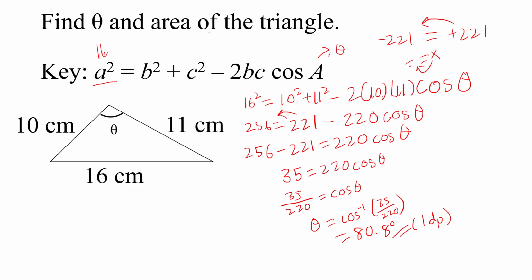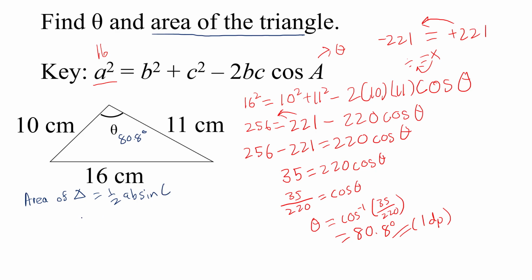Next, we want to find the area of the triangle. Let me use another color. We found theta already. Next we find the area of the triangle. The area of the triangle, we learned, is half AB sine C. Now that we have theta, which is 80.8 degrees, the area of triangle, remember 2 lessons ago, is equals to half AB sine C.